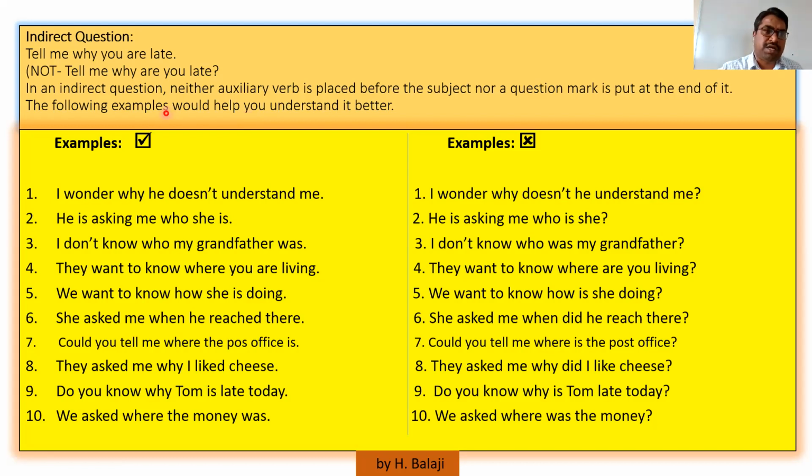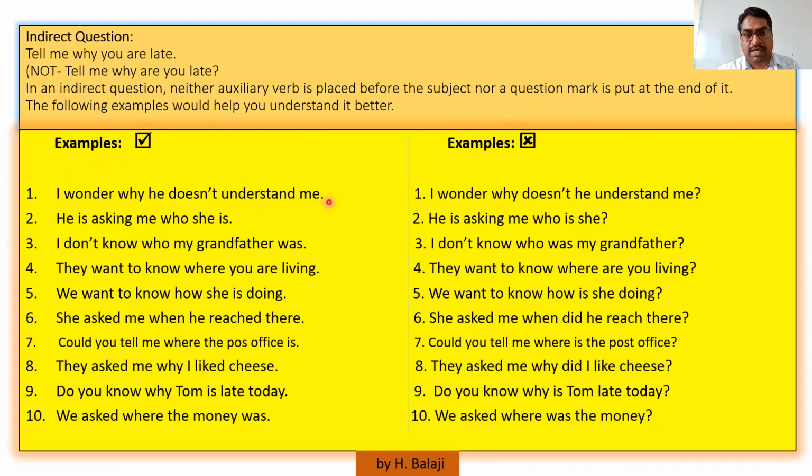So today's topic is how to use modal auxiliaries or helping verbs in direct questions. Here I have prepared 10 examples of direct questions and 10 examples of indirect questions, right? At surface level, they look alike, yet they are very different. So the first category of examples, these 10 examples, are the right, correct ones, and these 10 examples are the wrong or incorrect ones on the basis of grammar. See the first example: I wonder why he doesn't understand me.